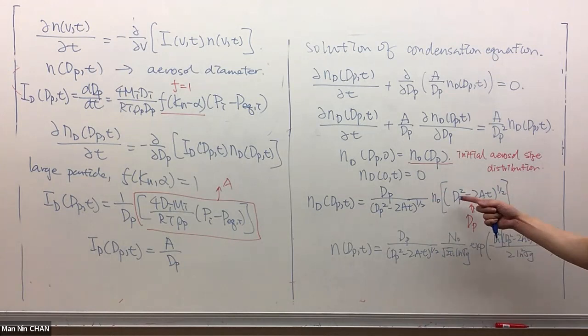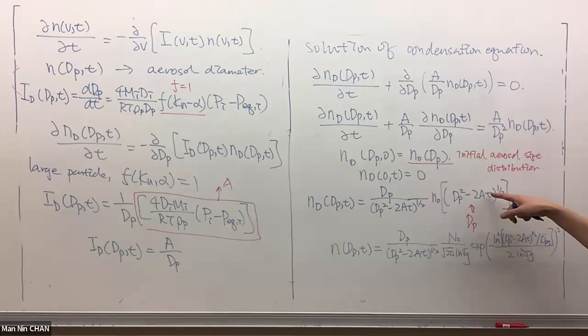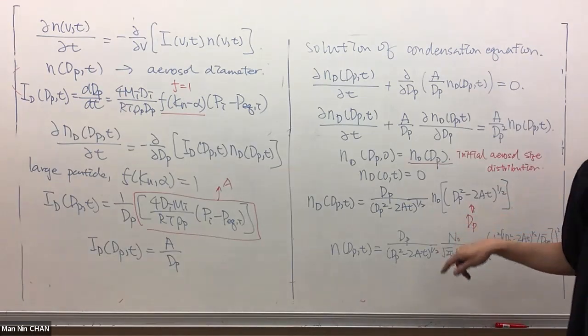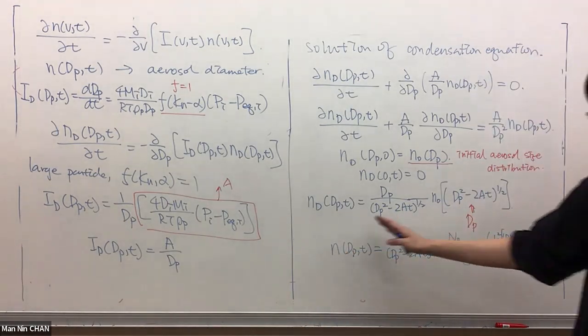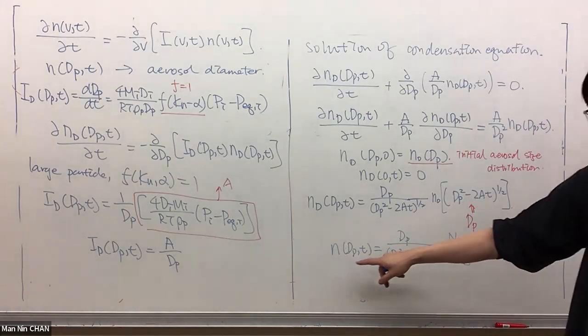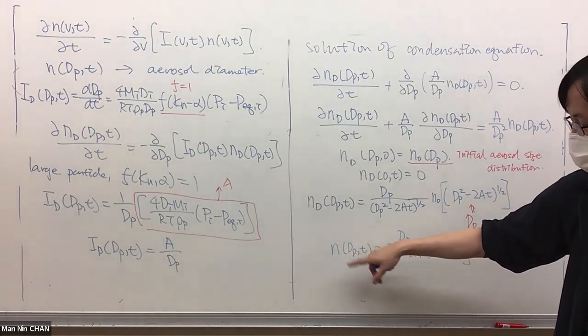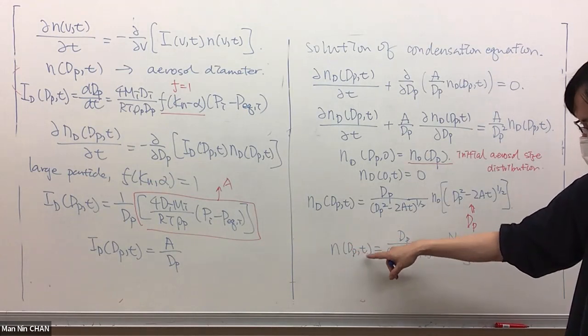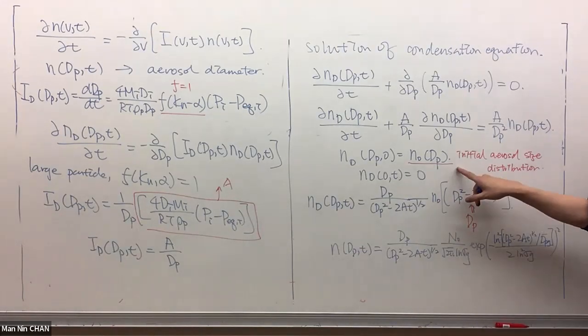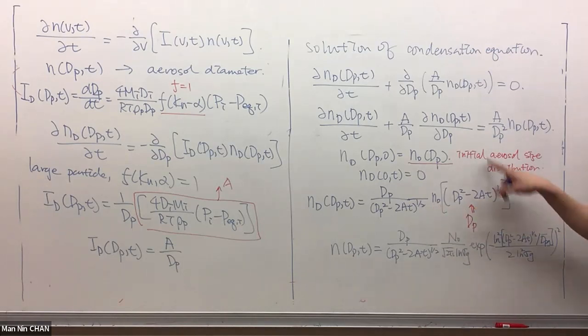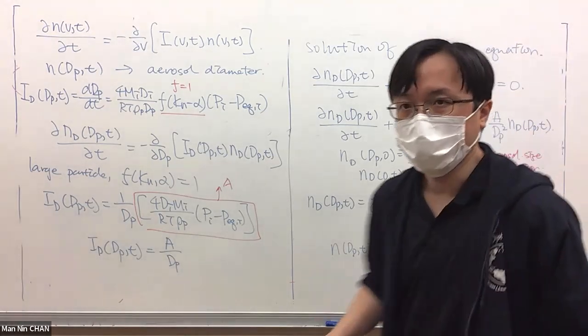Basically, if you remember, you have this log normal distribution function. Now you set your dP equal to dP squared minus 2A times t, then take the square root, and substitute into your log normal distribution function. Then if you rearrange these equations, it gives you how your aerosol population changes with time for different sizes, at a given time. So you have all these expressions here. Given your initial aerosol size distribution is a log normal, you can just substitute this and then rearrange this equation.